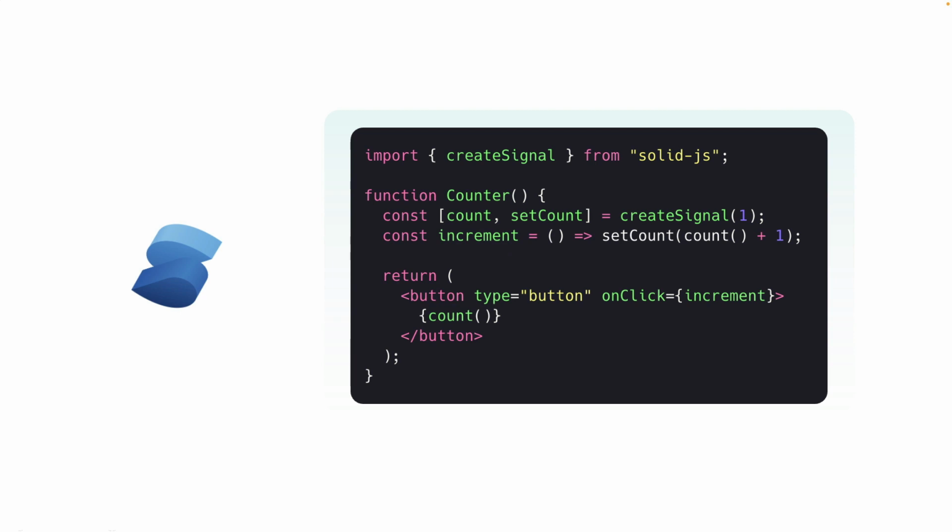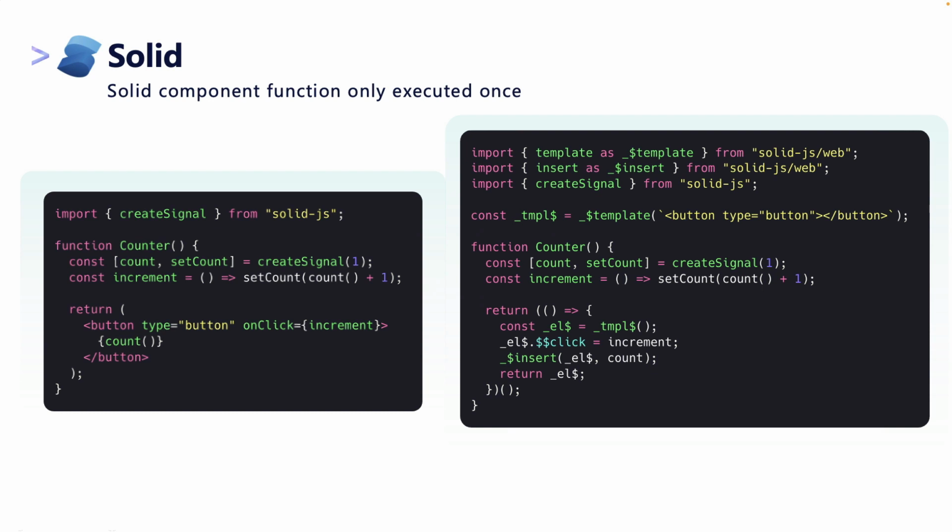However, in Solid, this is not what happens. Because in Solid, the function will only be called once throughout the entire life cycle of the component, even when the state changes. That's because Solid does not use virtual DOM. But how does that work? Well, let's take a look at the compiled code of the Solid component and see what happens under the hood. This is the compiled code for Solid, how Solid looks like.